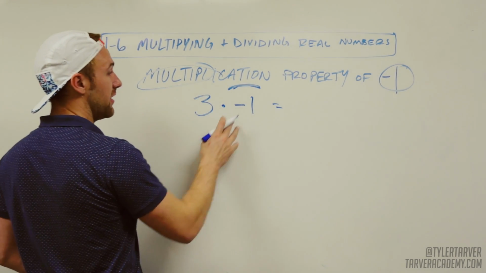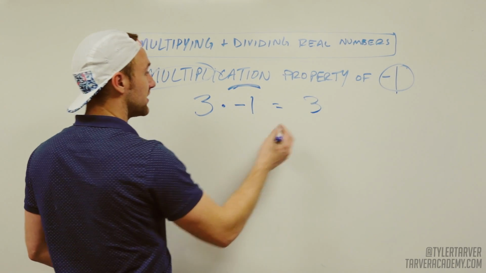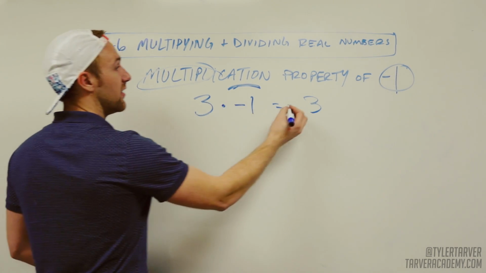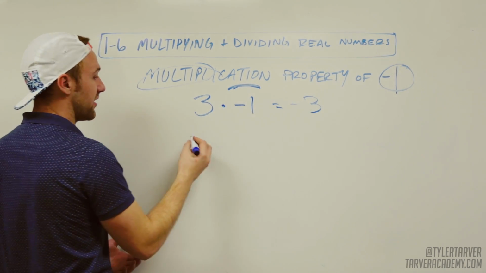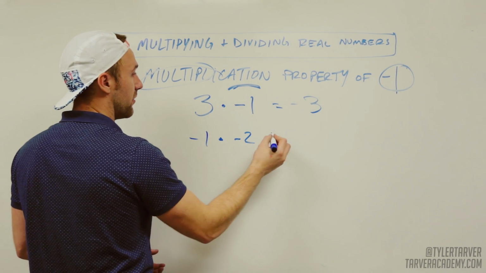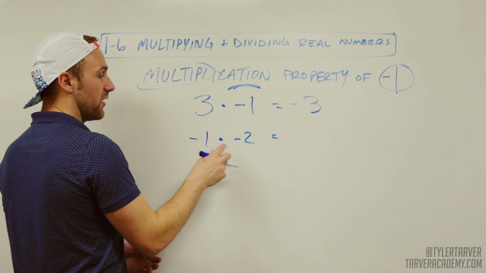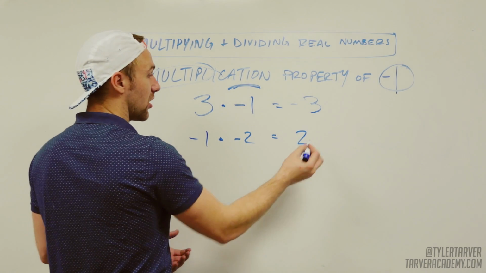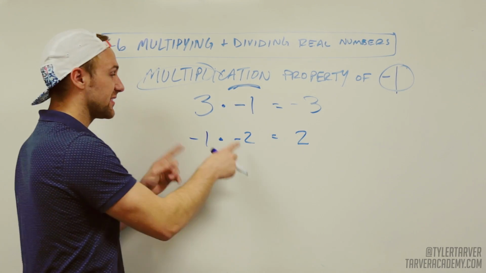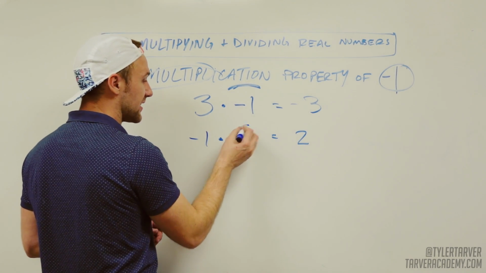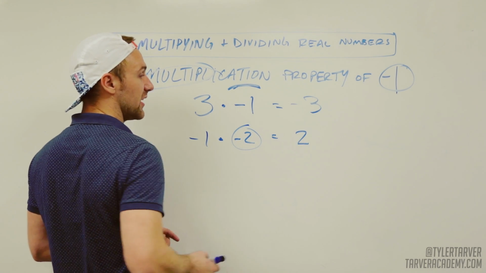So let's look at it here. We've got a positive 3 times -1. What's the opposite of the positive? It's a negative. You're just flipping it. So say you got -1 times -2. -1, 1 times 2 is 2, so we know that's always 2. But what it does is it flips the sign. So now instead of this being a negative, it's going to be a positive 2.